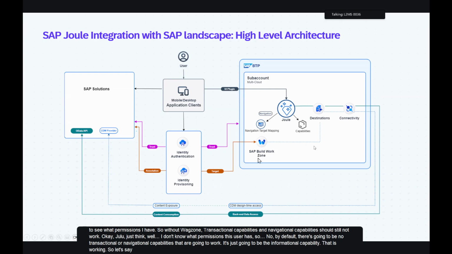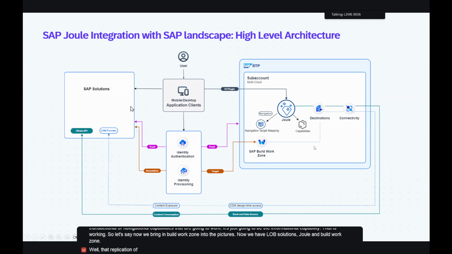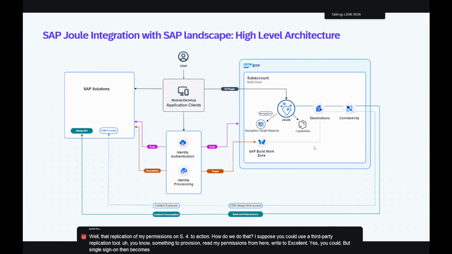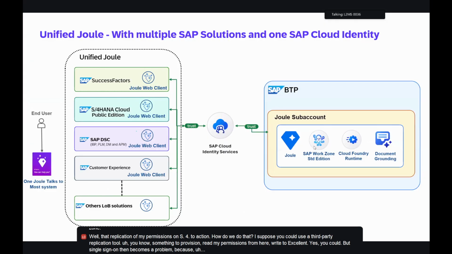So let's say now we bring Build Work Zone into the picture. So now we have LOB solutions, Joule, and Build Work Zone. Well, that replication of my permissions on S4 to Work Zone, how do we do that? I suppose you could use a third party replication tool, something to provision, read my permissions from here, write to Work Zone. Yes, you could, but single sign-on then becomes a problem because I'll get to this idea of unified Joule over here.